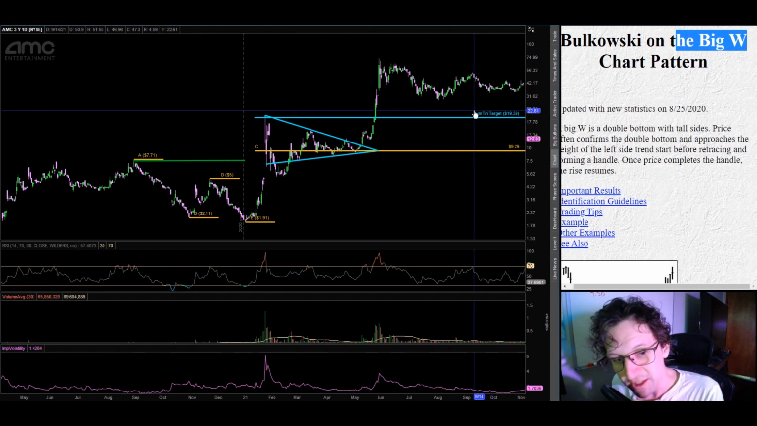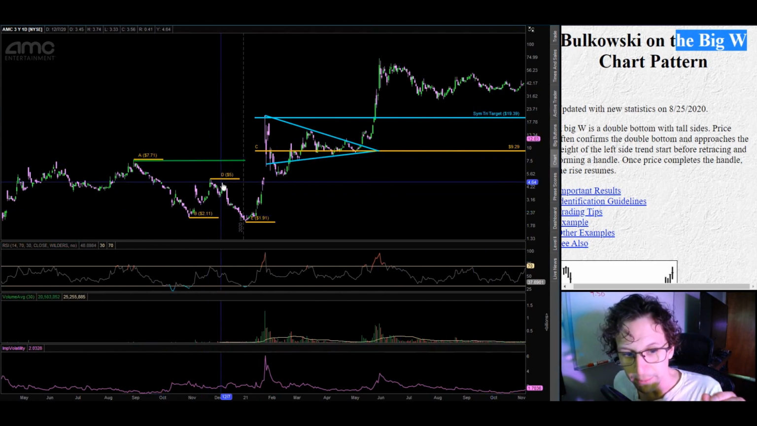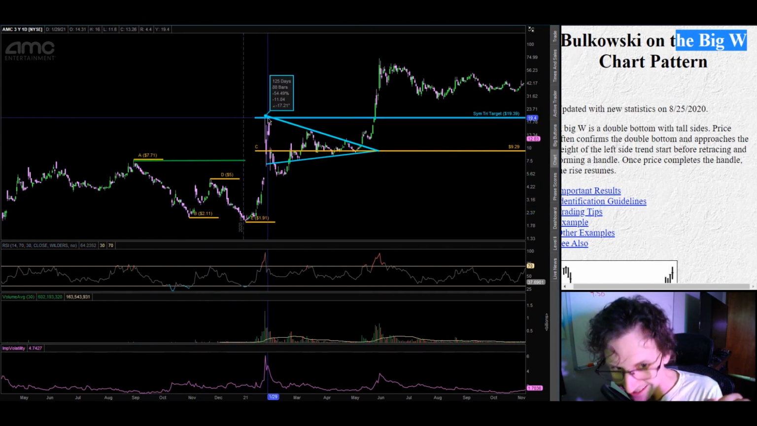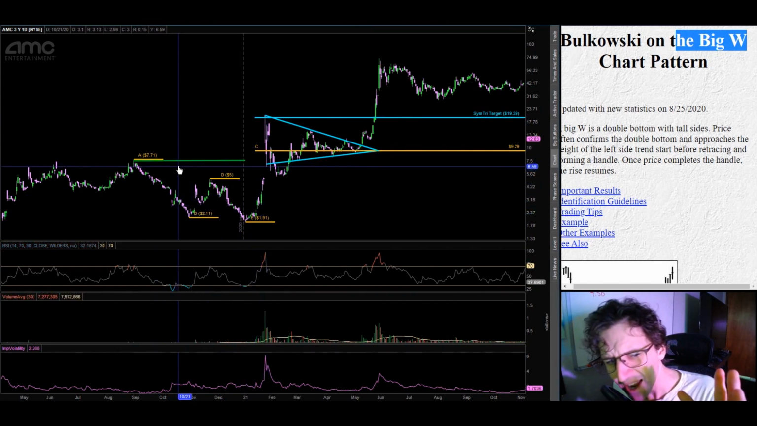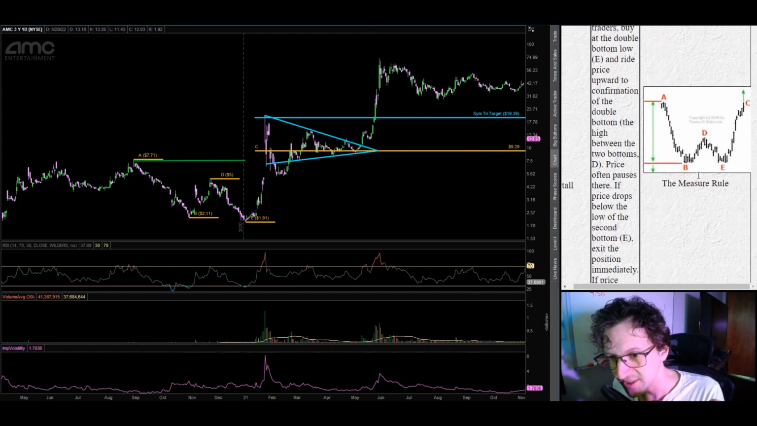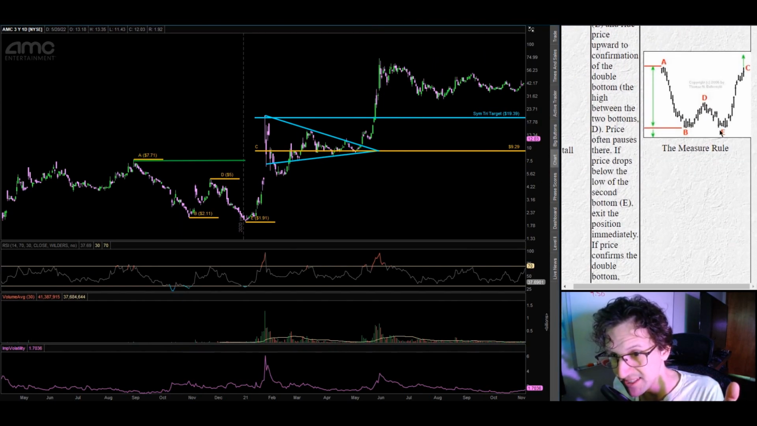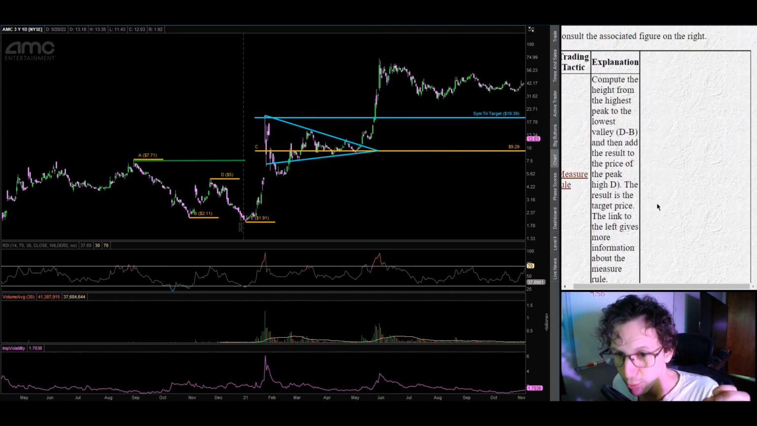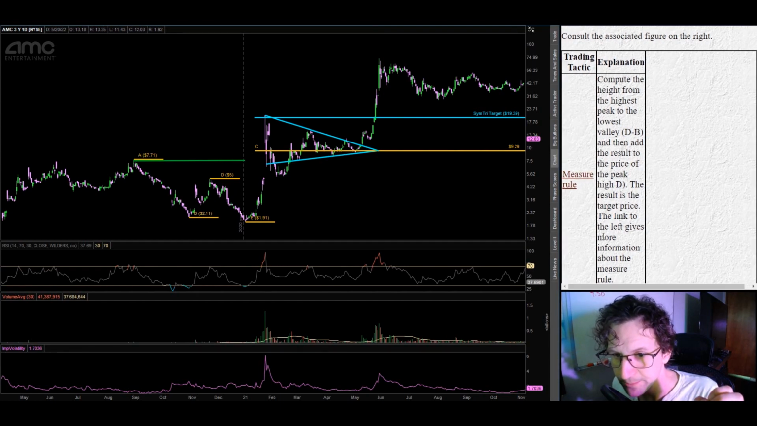So, the first one I think everyone is most familiar with is the double bottom that preceded the big run-up, the January squeeze, so to speak. I have this double bottom labeled in the same way that Bulkowski has on his website, which is A, B, D, E, C. I don't know why it's in this order. It's okay, though. And when I follow the measure rule, as he has listed here, let me move this over a little bit. There you go.